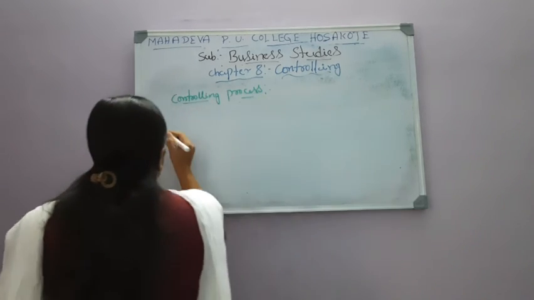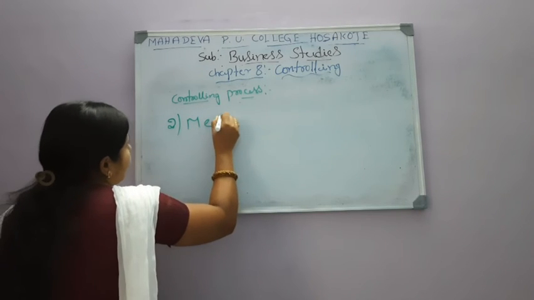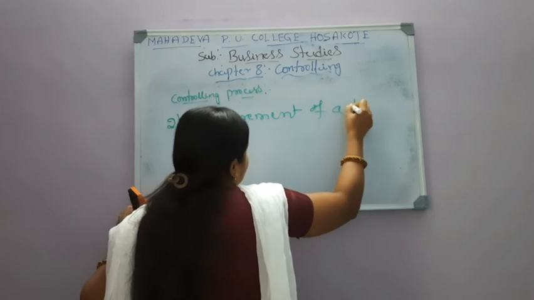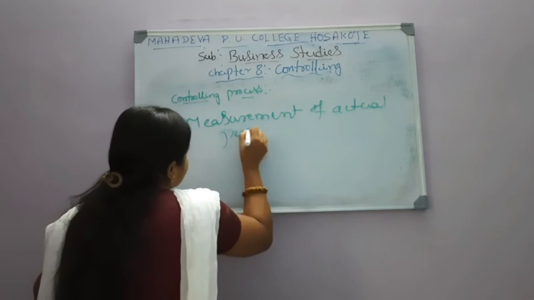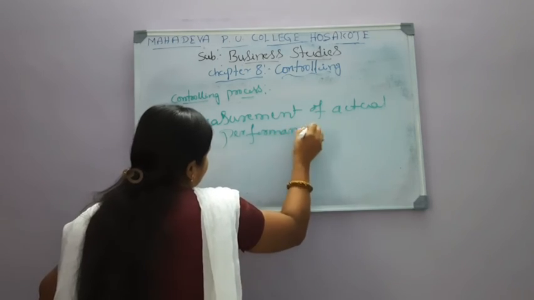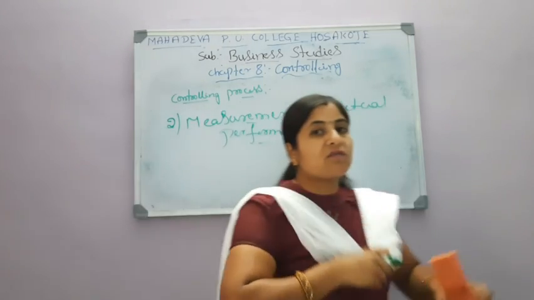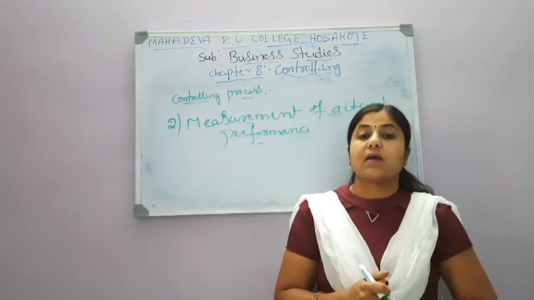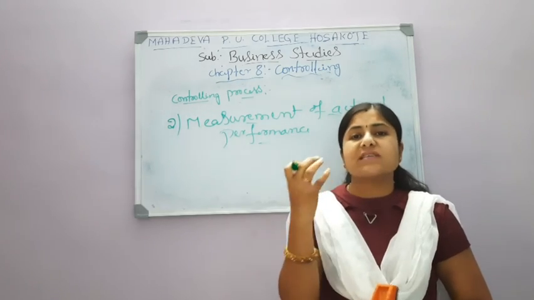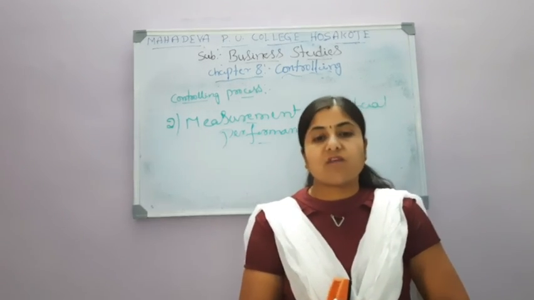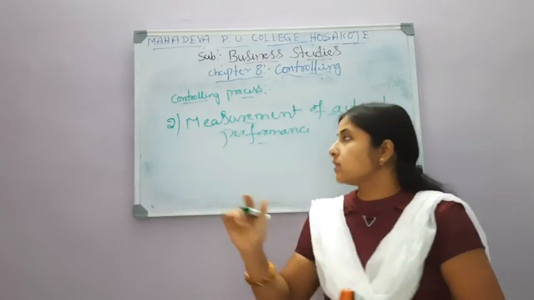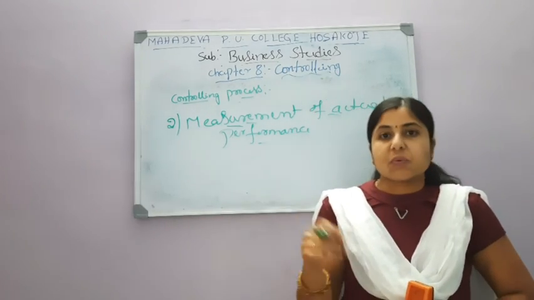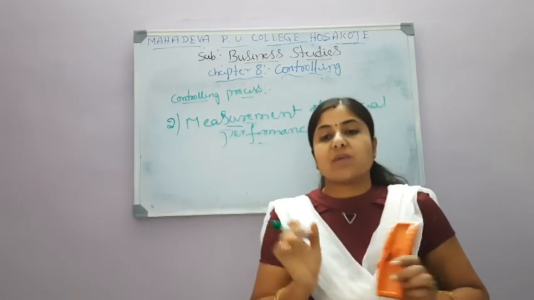Okay, so the next one is measurement of actual performance. Measurement of actual performance is the second step of controlling. Sometimes we can use several different techniques for measurement of performance. We are going to measure on the basis of the standards, which you already know. That's why you can use several techniques for measurement of performance.